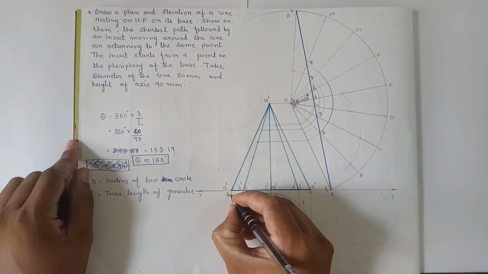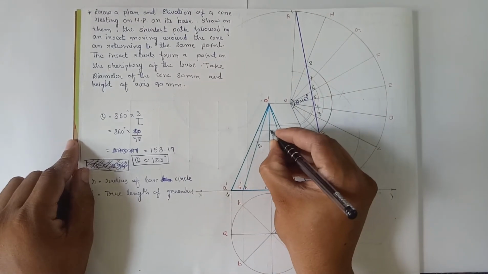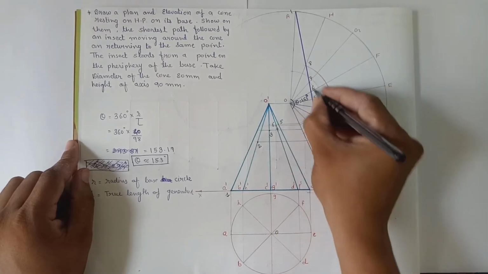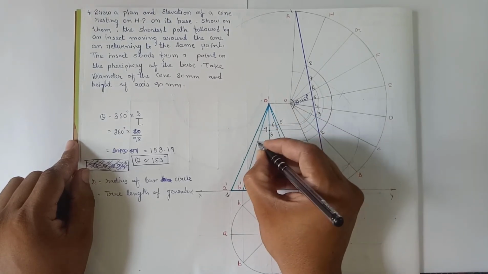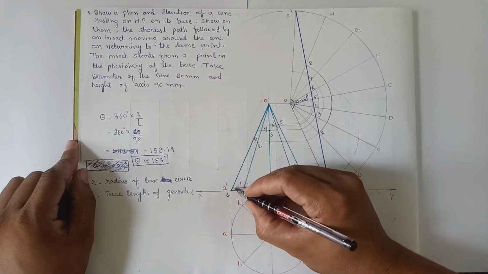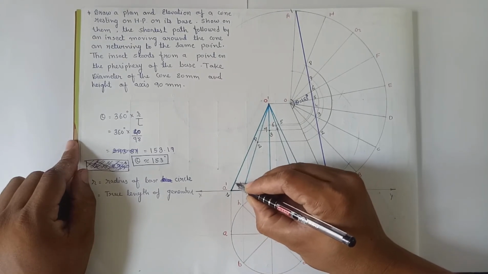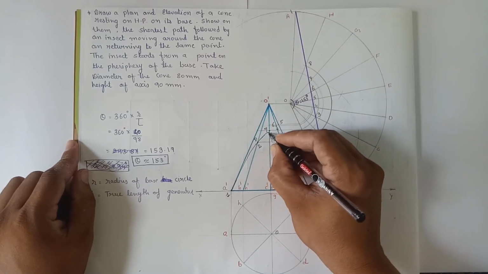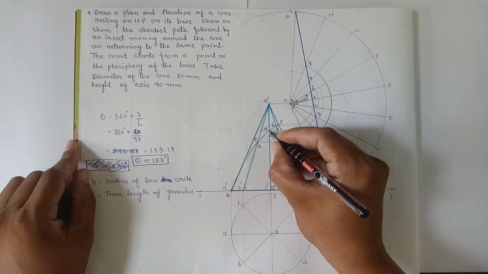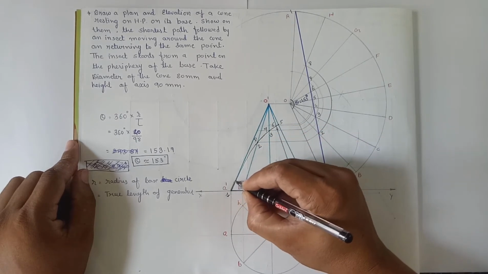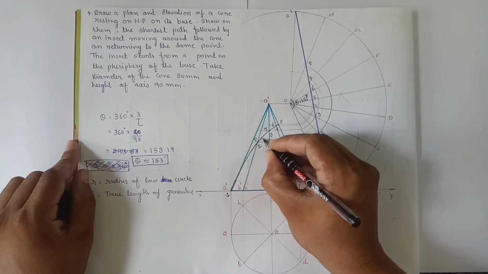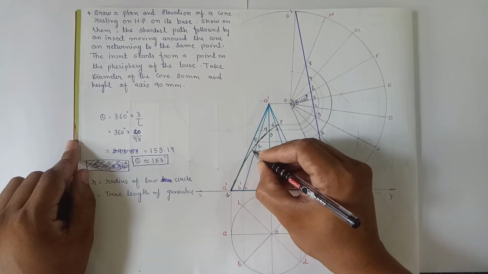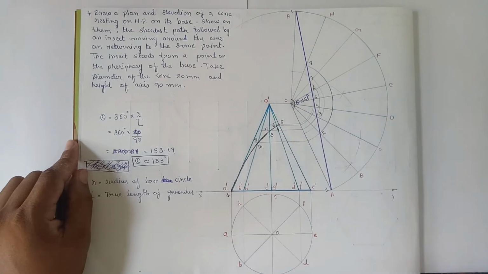So now mark these points. 1 over here, this is 2, 3, 4, 5, 6, because 4 and 6 are on the same arc, 3, 7, 2, 8, and draw the freehand curve passing through these points. So this is the path followed by the insect around the cone, but we can see only the half path in the elevation. If we want to see the full path, we have to project these points in the plan also.